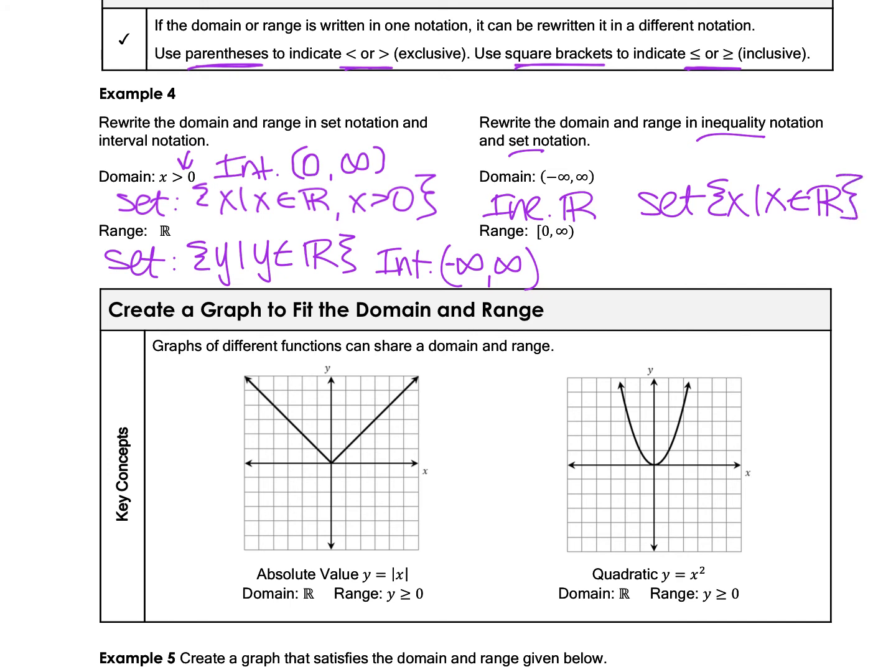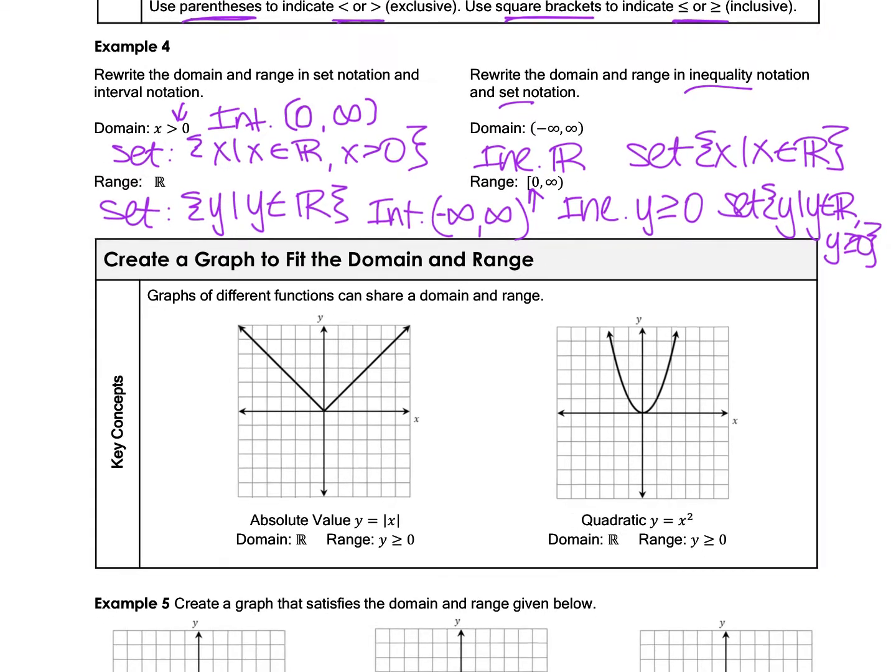And then the range here, the inequality. It goes from 0 to infinity, so y would have to be greater than or equal to 0. Notice it's equal because of that bracket. And then the set for that, y is an element of all real numbers, comma, y is greater than or equal to 0. So there's the different forms. So we're just going to be practicing writing all the different forms.